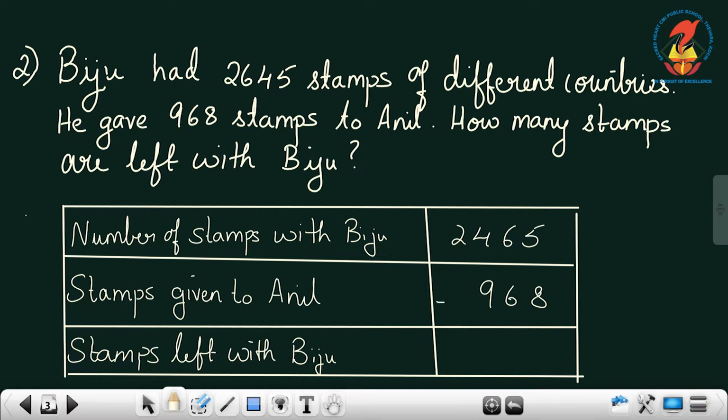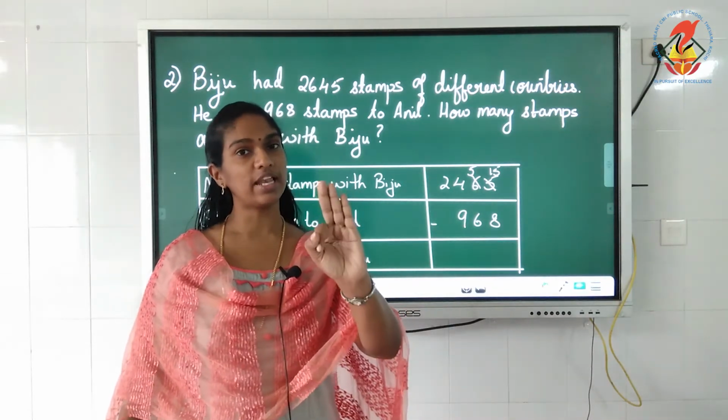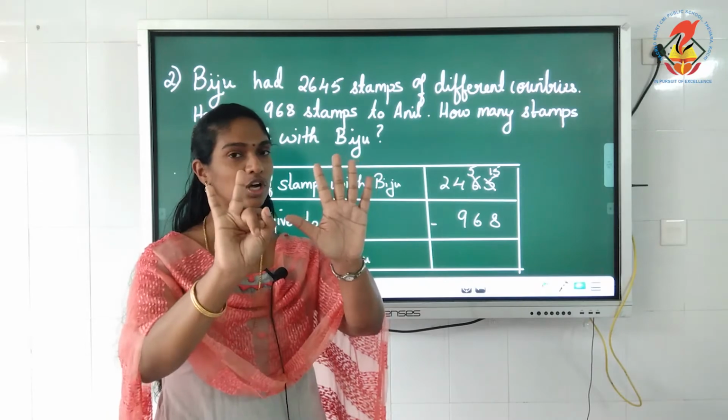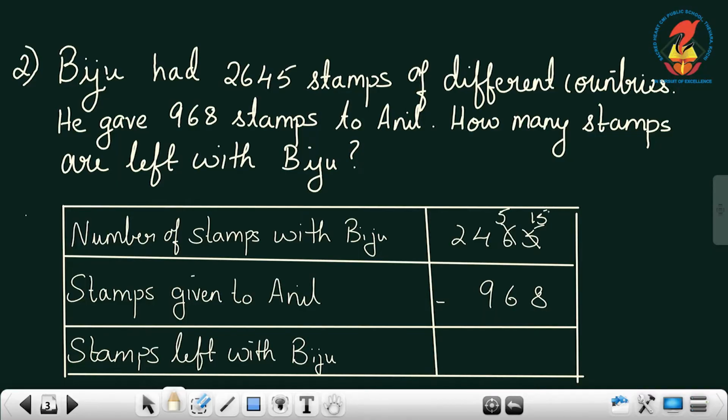You have to minus. Now minus children, 5 minus 8. Is it possible? No, it is not possible. So you will borrow from 6. 6 becomes 5 and 5 here will become 15. Now 15 minus 8. After 8, 9, 10, 11, 12, 13, 14, 15. How much you got? 7. So this becomes 7 here.